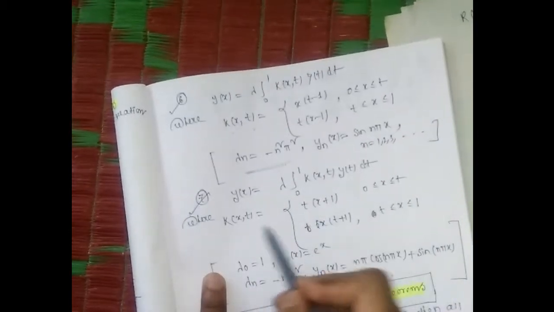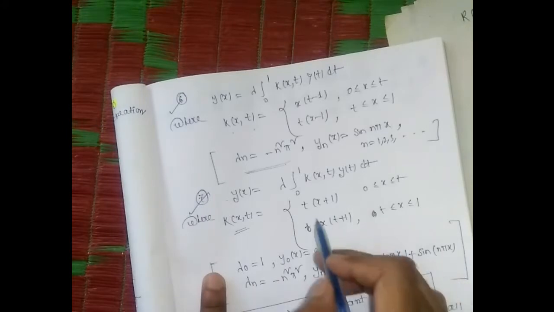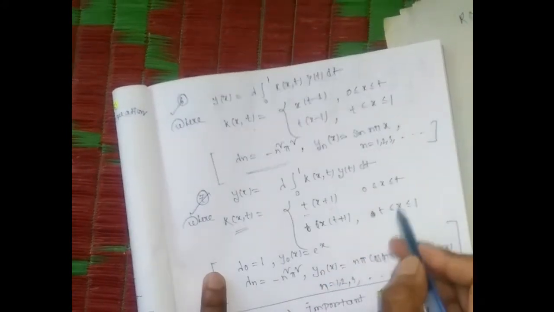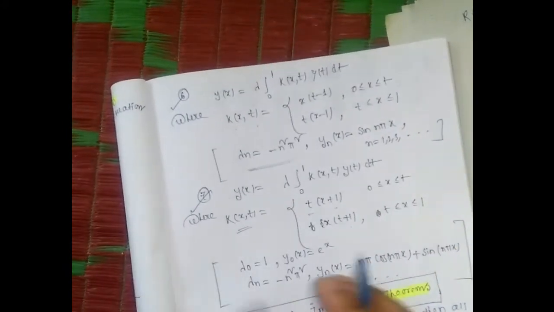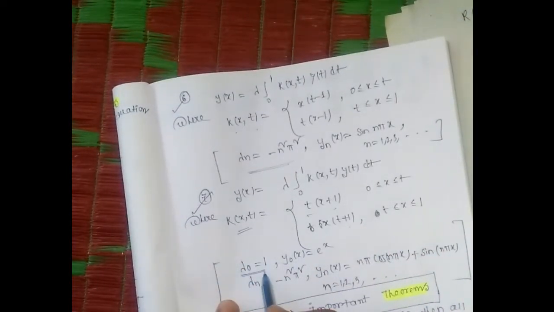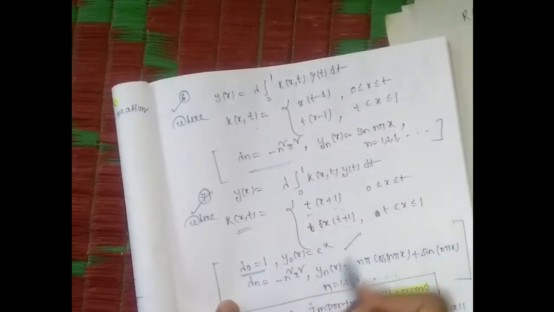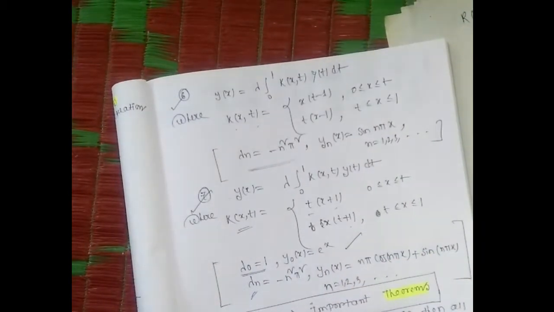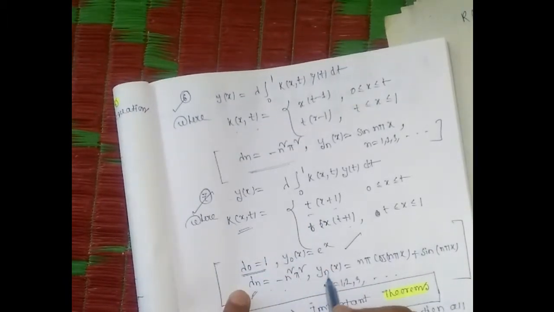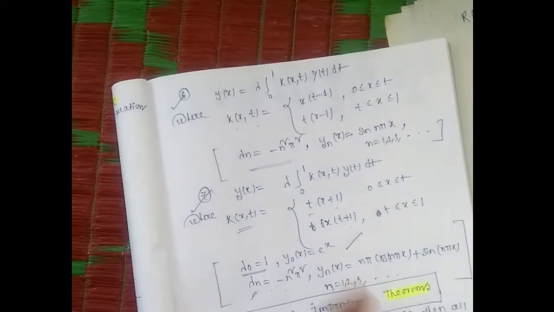And number 7: whenever K(x,t), that is our kernel, is t(x plus 1) and x(t plus 1) over 0 to 1, this is interesting. Lambda 0 is 1 and the corresponding eigenfunction is e to the power x. There are also infinitely many eigenvalues, lambda n equal to minus n square pi square, and the corresponding eigenfunctions n pi cos n pi x plus sin n pi x, n equal to 1, 2, 3, and so on.